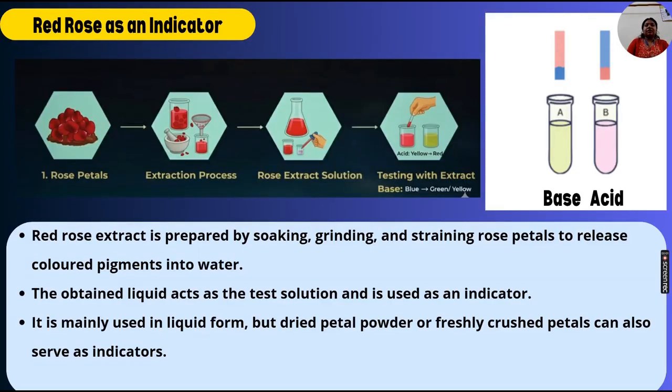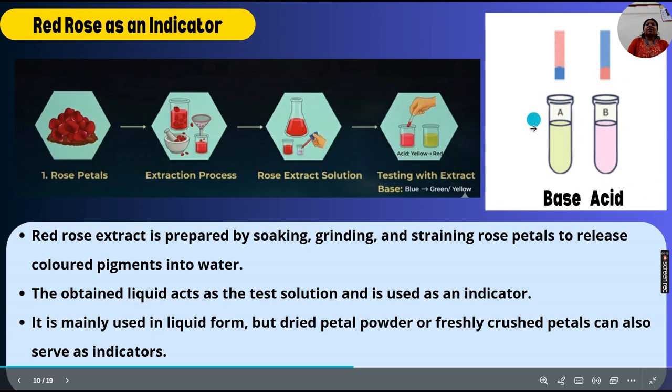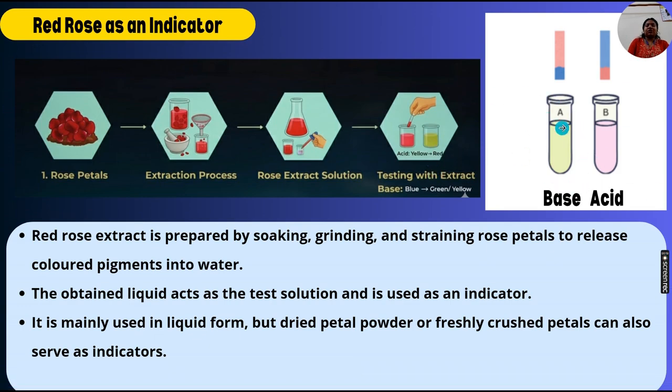Now our first indicator is red rose. From red rose petals, a red rose extract solution is made, which is used as an indicator. In the base solution, if we put the red rose extract solution, it will turn yellow. And if we add the red rose extract in the acid, it will turn pink or slightly red, by which we will distinguish between base and acid. So red rose is a natural indicator. Now we are going to our next slide.